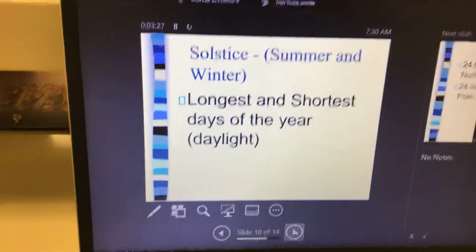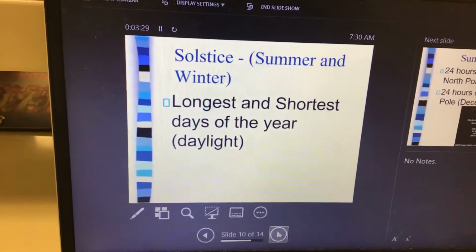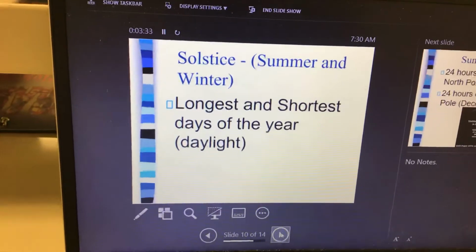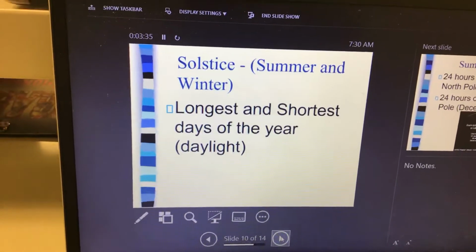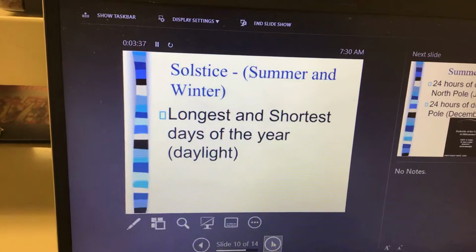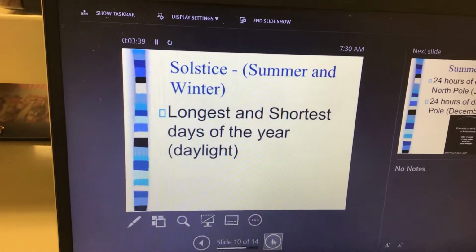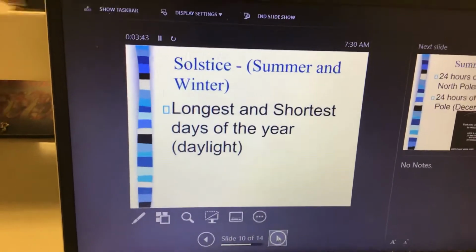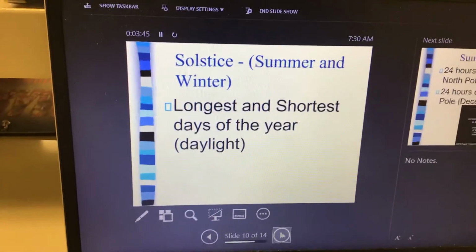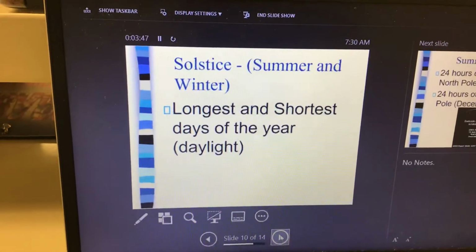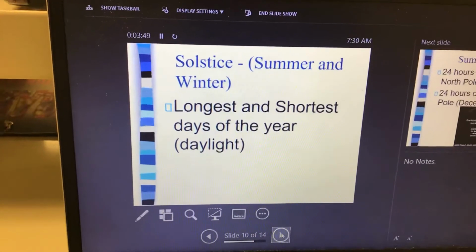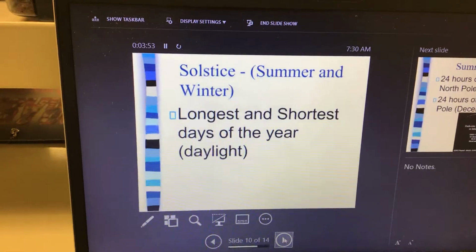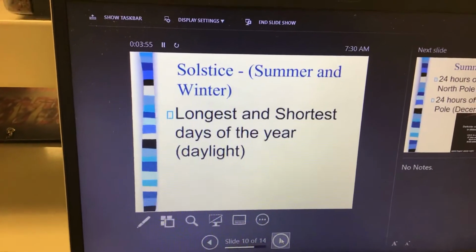Solstice. Summer and winter solstice, write this down, are the longest and shortest days of the year. The winter solstice is the first day of winter, in December the 21st, I believe. That's when we are tilted as far away from the sun as possible. We have the shortest days, meaning we have lots of darkness and very little sunshine.